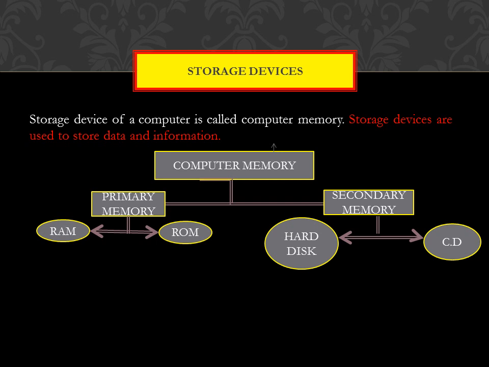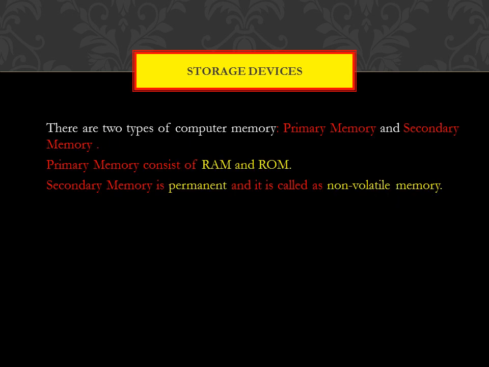Now the computer memory is divided into two parts. We have primary memory and we have secondary memory. In the primary memory, we have RAM and ROM. RAM stands for random access memory and ROM stands for read-only memory. When we talk of secondary memory, or external or auxiliary memory, we can have hard disk, compact disk, pen drive. All those external devices which are used for storage come under secondary memory. Now let us see what is the difference between primary and secondary memory of computers.